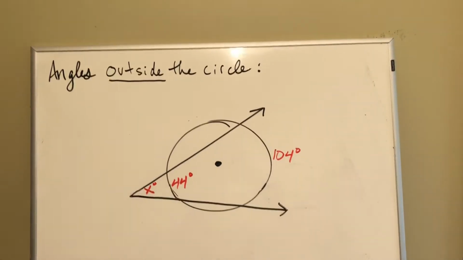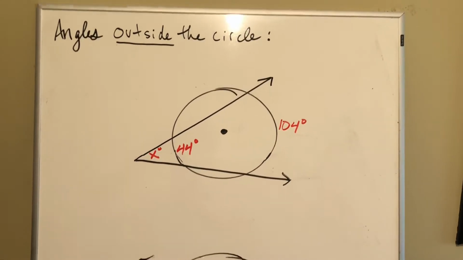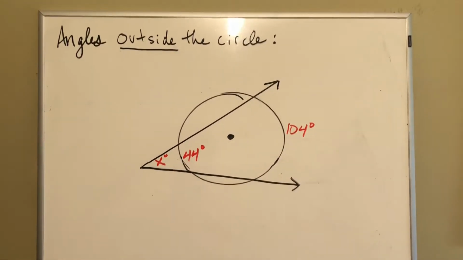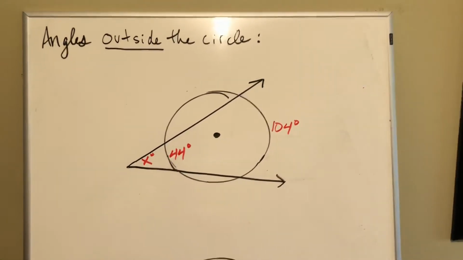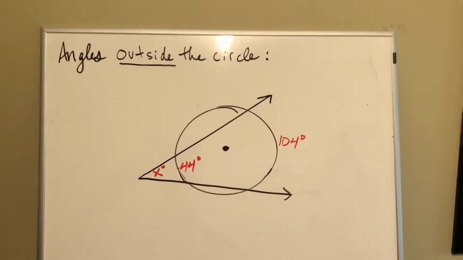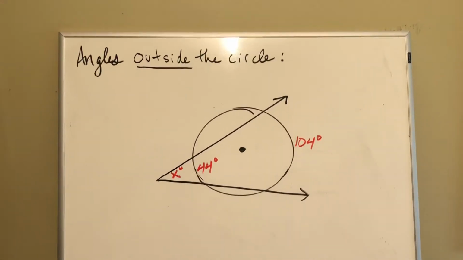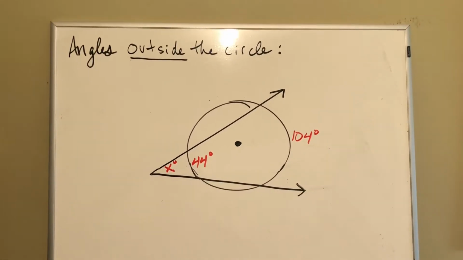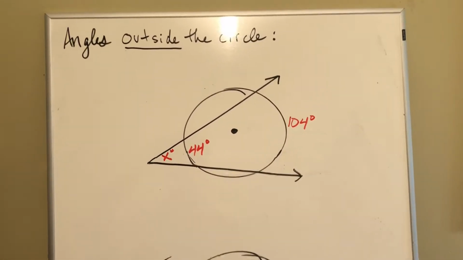We have an angle x that we're trying to find here. Now, the two arcs that it forms are 44 degrees and 104 degrees. With angles inside the circle, the resulting angle was the average of the two angles. Now, if I average these angles, that would come out to about 74 degrees. Take a look at that angle x there. While my drawing is not perfect, I feel pretty confident saying it's not going to be 74 degrees.